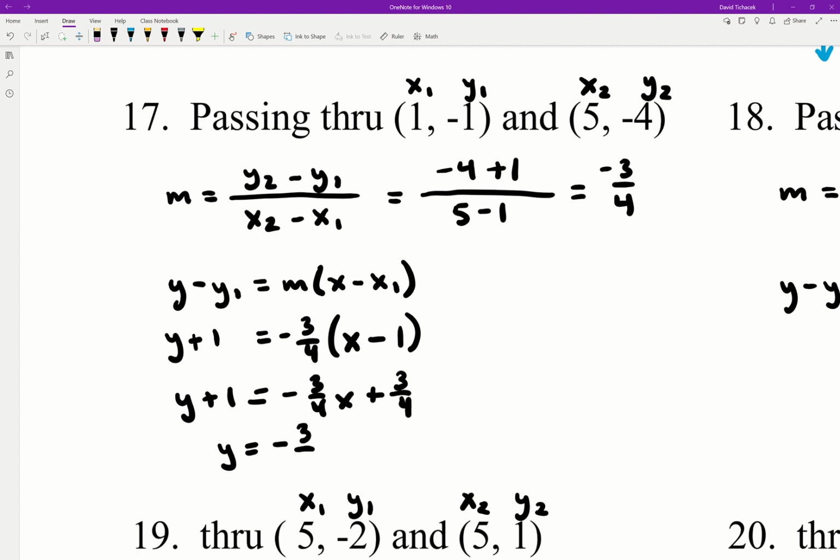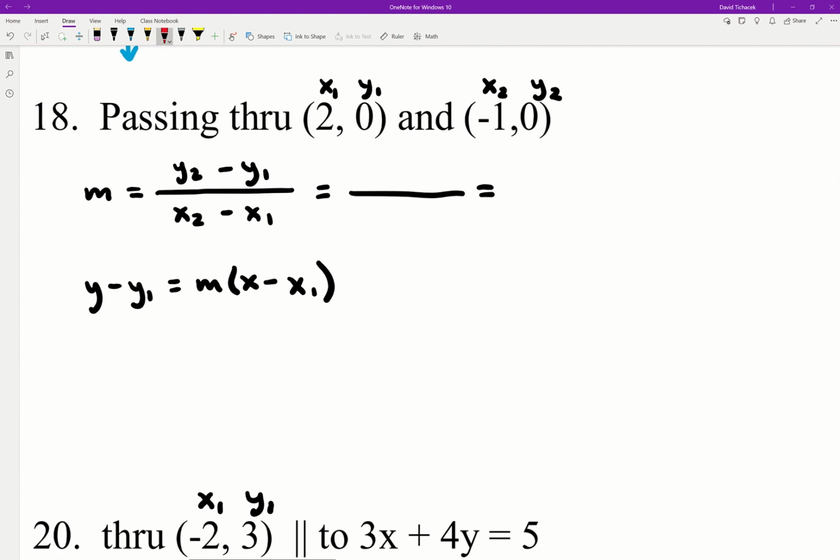Yeah, so when we subtract 1 from both sides here, that is going to be -3/4 x, and then minus 1/4. And that will complete the problem. Okay, so this is the equation of the line that passes through those 2 points that we were given. So again, you're going to have to calculate your slope first and then use your point slope formula.